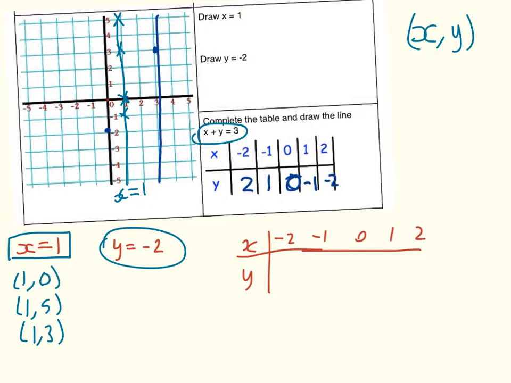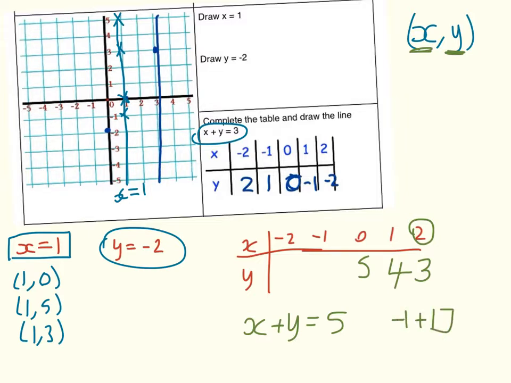So instead of x plus y equals 3, I'm going to have x plus y equals 5. So all it means is when I add my x and my y together, I'm always going to get the answer 5. So if x is 2, y must be 3 because I've got to add up to 5. If x is 1, y must be 4. If x is 0, if you want to pause the video and see if you can do these yourself. Okay, welcome back. If x is 0, y must be 5. If x is minus 1, plus something equals 5, that something must be 6. And this one must be 7. And then you plot those points on the graph, remembering x goes first.